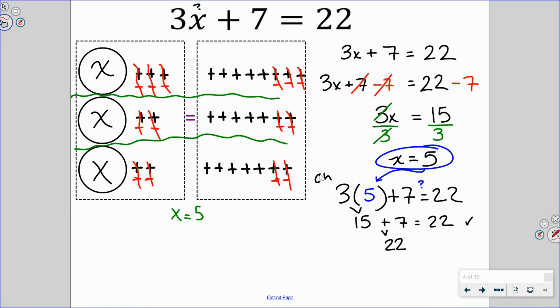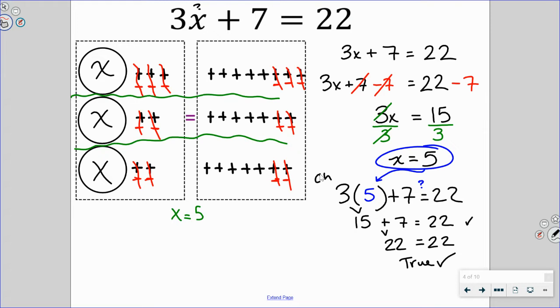In fact, I would even recommend some of you take your hand, cover up that side of the equation, compute the left side. 3 5s is 15, 15 plus 7 is 22, and then look to check. You bet, this is a true statement.